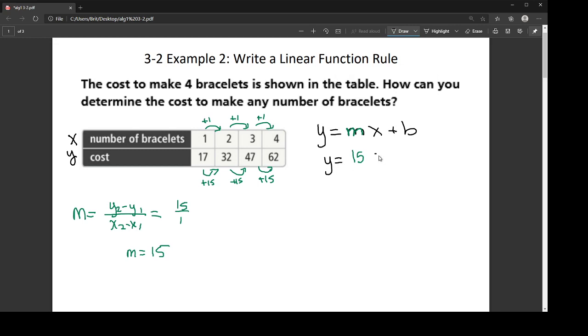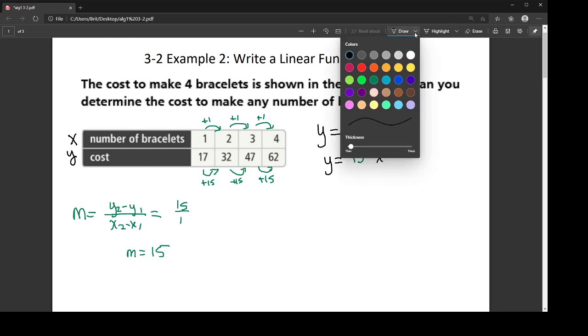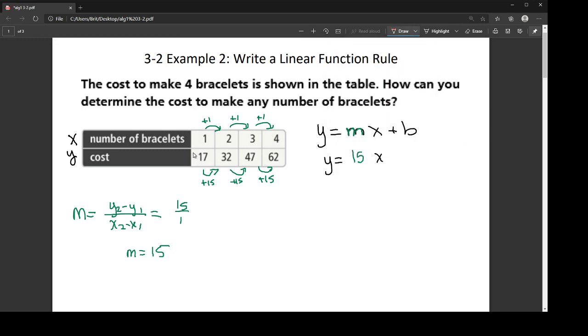Then I need to find my y-intercept, which is the initial cost for all these bracelets. In order to find that, I'm going to pick one of these ordered pairs and plug it in to find b. I'm just going to keep it simple. I'm going to do 1 and 17. So where the y is, I'm going to write 17. Where my x is, I'm going to write a 1.